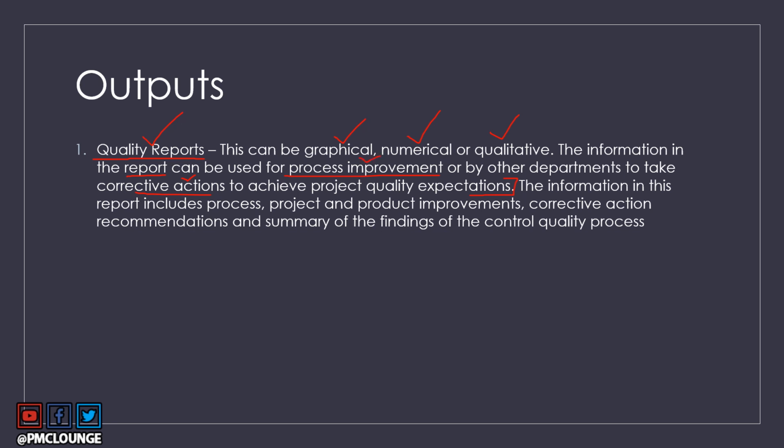What is actually the content of this report? It includes process, project, and product improvements. Improvements for all three: process, project, and product. Corrective action recommendations and a summary of the findings of the control quality process. The entire process, the summary of the findings of that process, is included in the quality report.